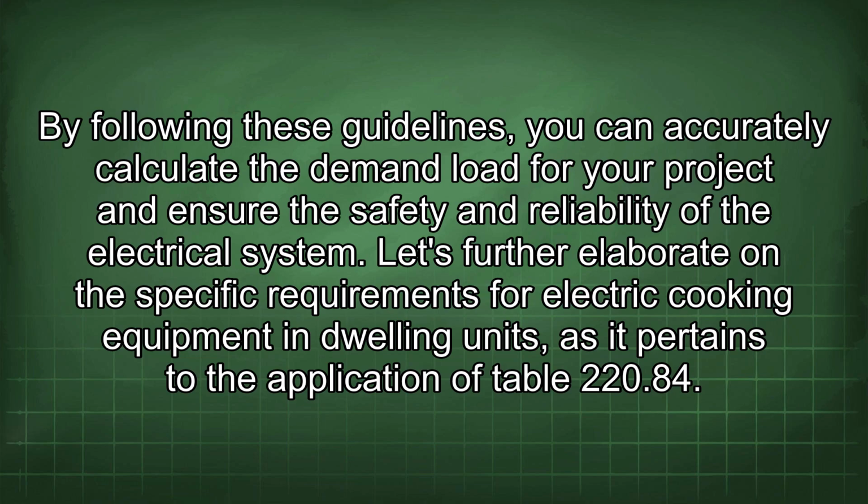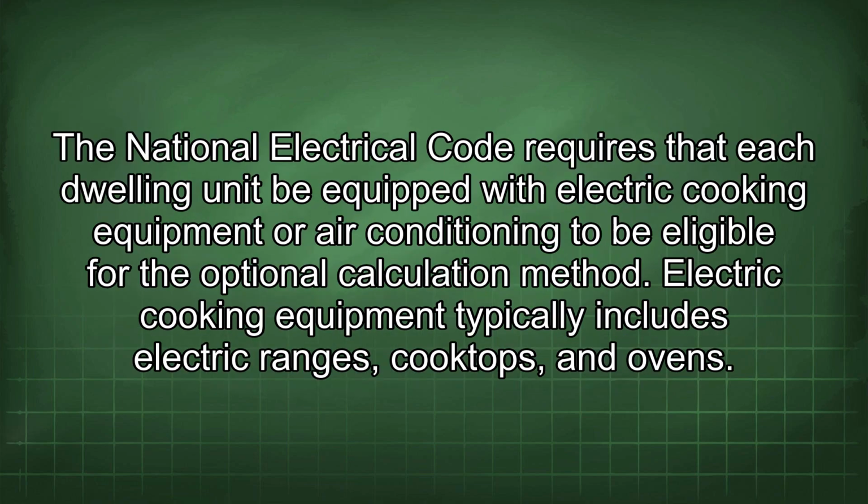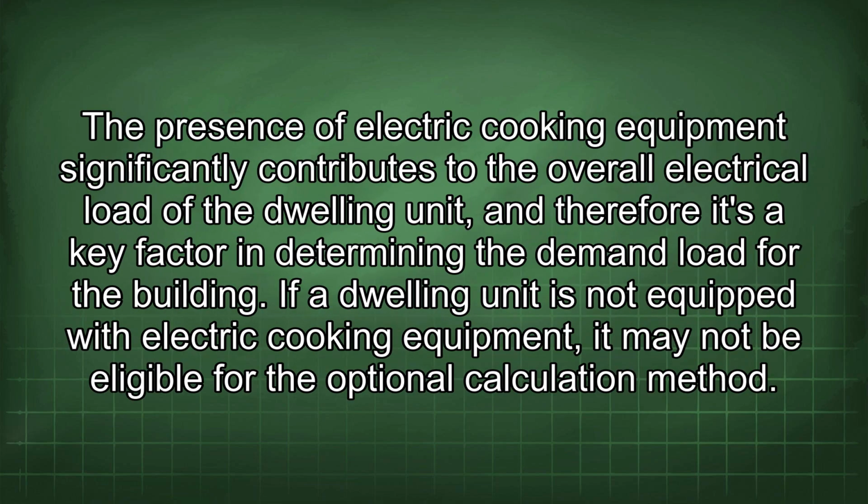Let's further elaborate on the specific requirements for electric cooking equipment in dwelling units as it pertains to the application of Table 220.84. The National Electrical Code requires that each dwelling unit be equipped with electric cooking equipment or air conditioning to be eligible for the optional calculation method. The electric cooking equipment typically includes electric ranges, cooktops, and ovens. The presence of electric cooking equipment significantly contributes to the overall electrical load of the dwelling unit, and therefore it's a key factor in determining the demand load for the building.